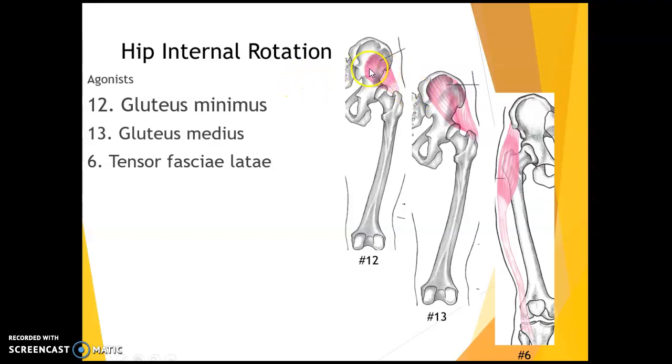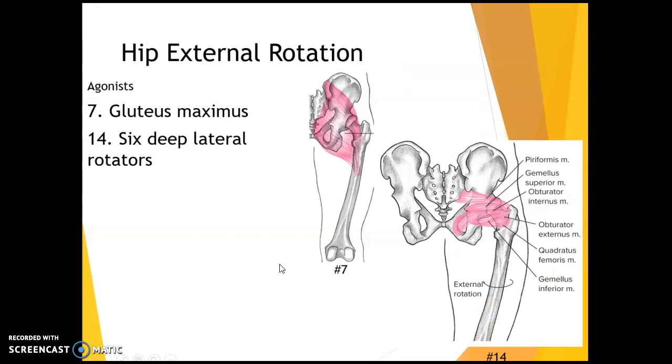Glute mini, here's mini, right? You know, max is along here, attaches out here. Med, you got him right here, attaches out here. And then minimus, deep to the other two. And then you have TFL again, which is used in rotation. So I tried to break these out and give them a numeric sequence so it's easier to follow, and I hope that helped. Hip external rotation, glute max, just based on where it attaches out here on the femur, and then also the 6 deep lateral rotators.